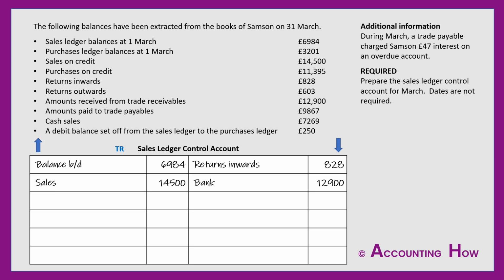Don't get caught out. And then finally, it says a debit balance needs to be set off from the sales ledger to the purchases ledger, £250. Essentially, what this means is Samson has got into a situation where somebody owes him £250 and he owes that same person some money, at least £250.